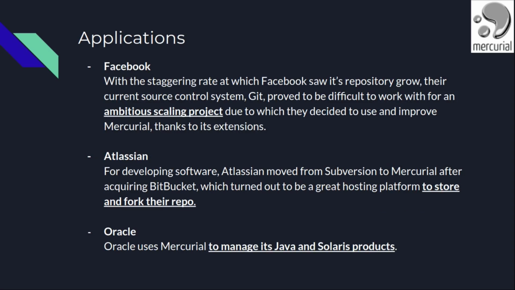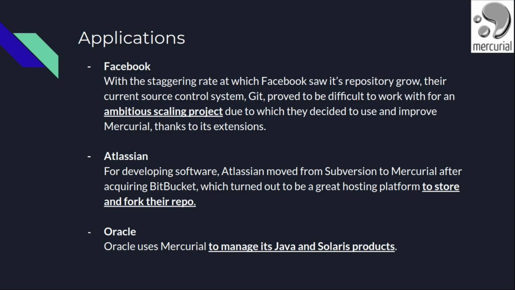Now let's move on to the applications. With the staggering rate at which Facebook saw its repository grow, their current source control system, Git, proved to be difficult to work with for an ambitious scaling project, due to which they decided to use and improve Mercurial. Also, one of the reasons is its extensions. Another application is Atlassian. For developing software, Atlassian moved from Subversion to Mercurial after acquiring Bitbucket, which turned out to be a great hosting platform to store and fork the repo.